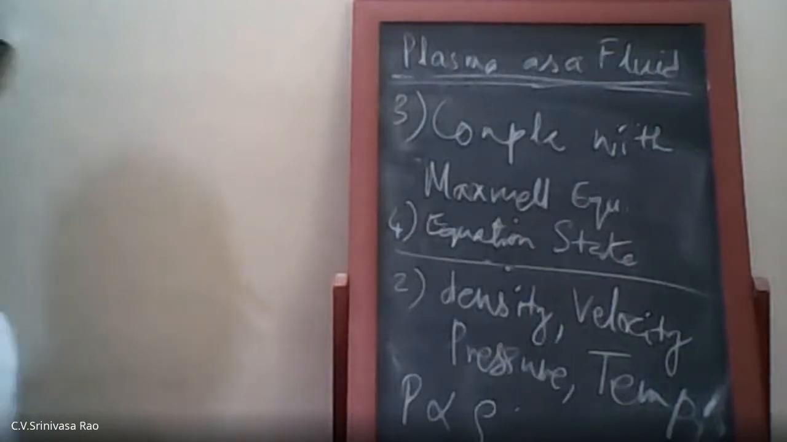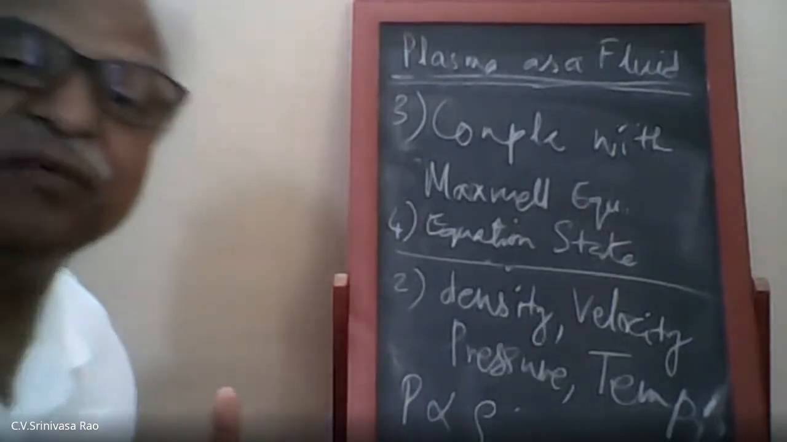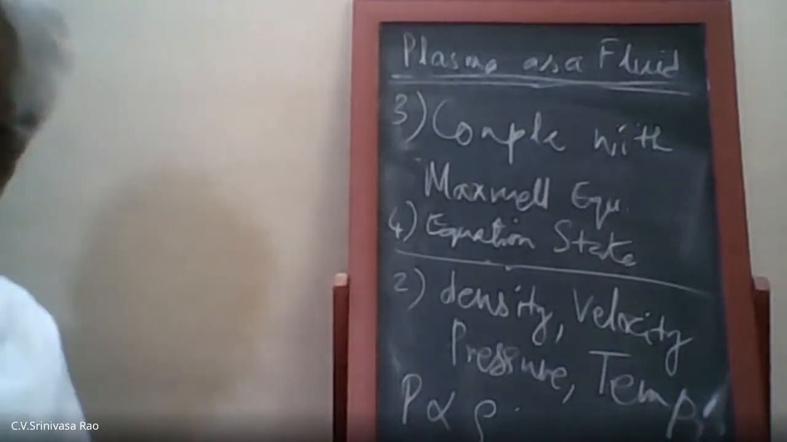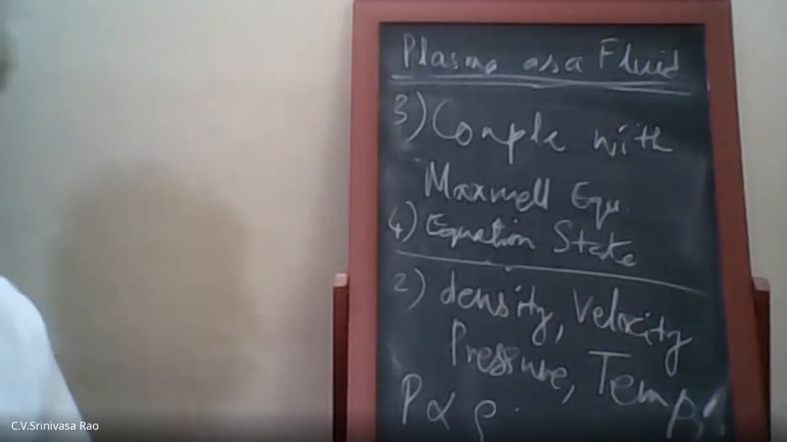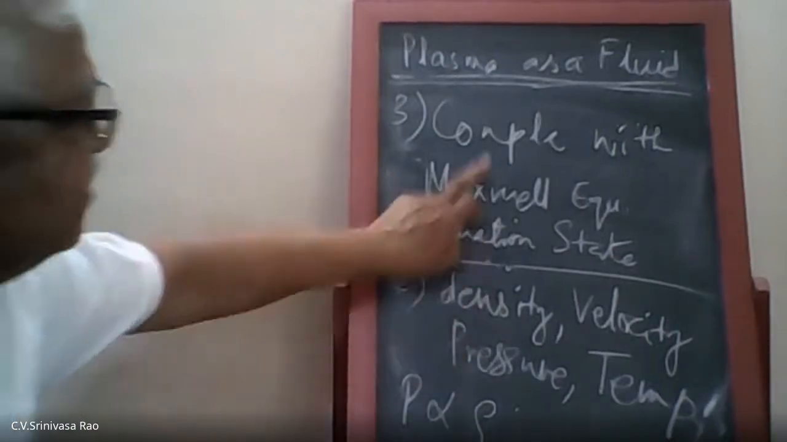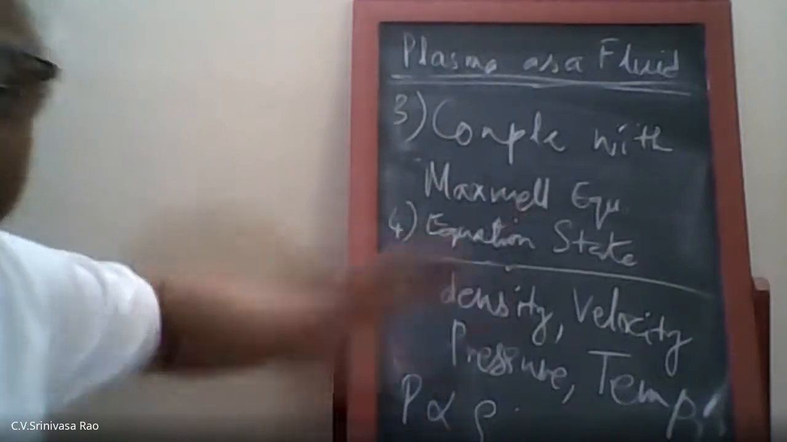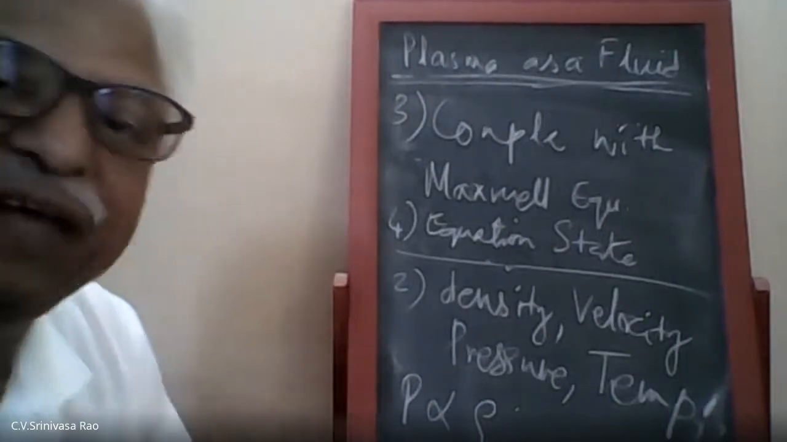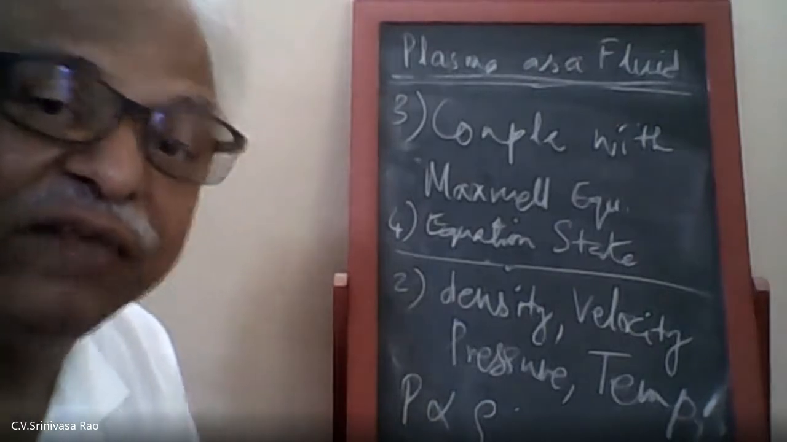So that is how you close the whole system. Now you have a system of equations. I described to you all those equations, the conservation of mass, momentum, and energy. Once you have this, you can evaluate plasma variables like density, velocity, pressure, temperature, things like that. Then couple it with Maxwell's equations, and then the equation of state to close the equations. So then you don't have any variable which is not defined.